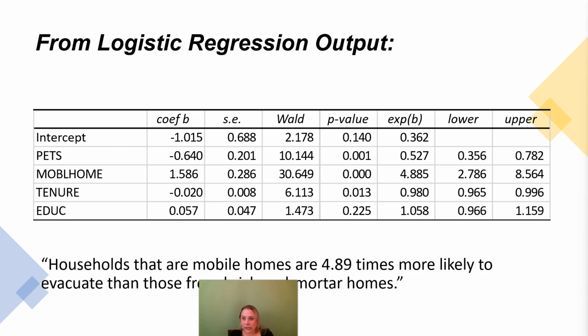And so what this means is, if you look at that value, the exponentiated value for pets being 0.527 tells me that households with pets are less likely to evacuate than those without pets. So if I'm looking at mobile homes and I've got that exponentiated value of 4.885, this means that people that have a mobile home are almost 5 times more likely to evacuate compared to those with brick and mortar homes.